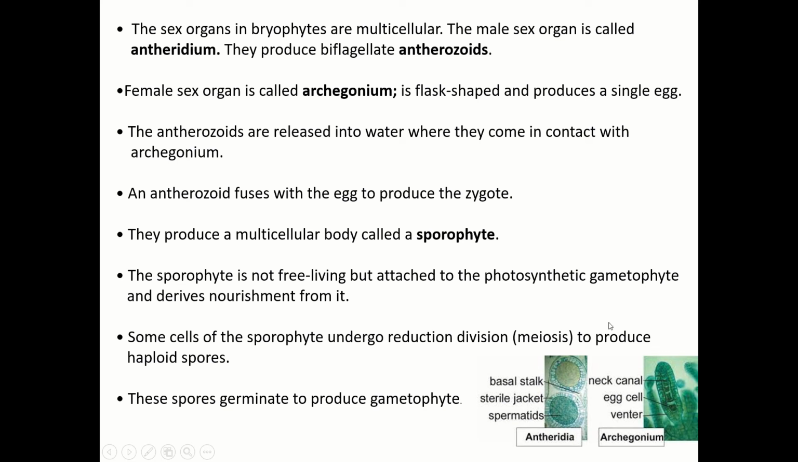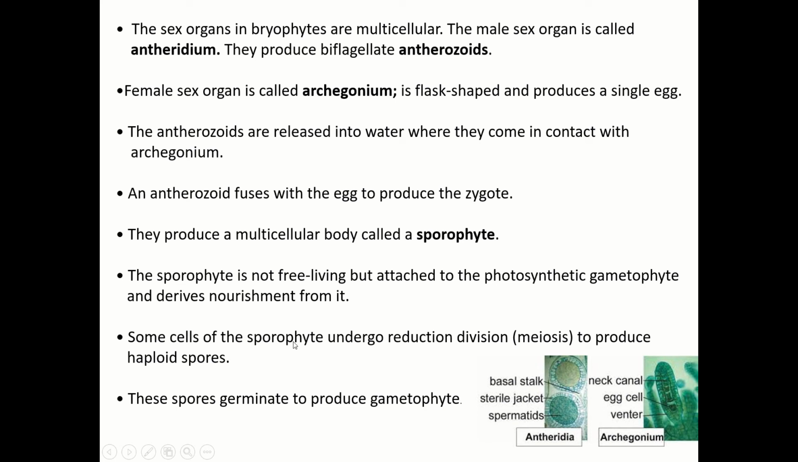So after the zygote they form a sporophyte. The sporophyte is not free living but attached to the photosynthetic gametophyte and derives nutrition from it. It takes all its nutrition from the gametophyte.